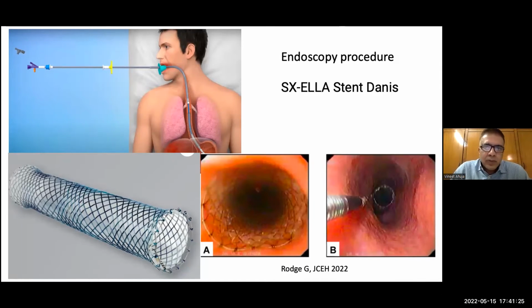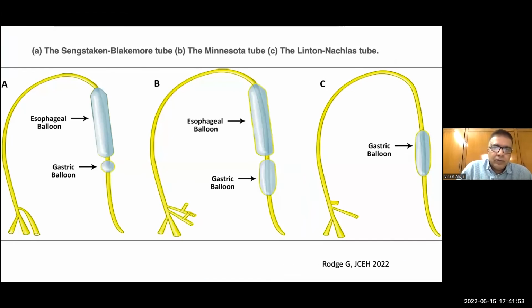Third is an endoscopy procedure, which is done in cases of refractory bleed, that is putting in a SEMS, self-expandable metal stent, which is known as the Danis stent. So this is a Danis stent, which is being placed. The stent is placed in the esophagus, the stent expands, and as a result, it puts pressure on the esophageal varices, so the bleed stops. After a few days, the stent can be retrieved.